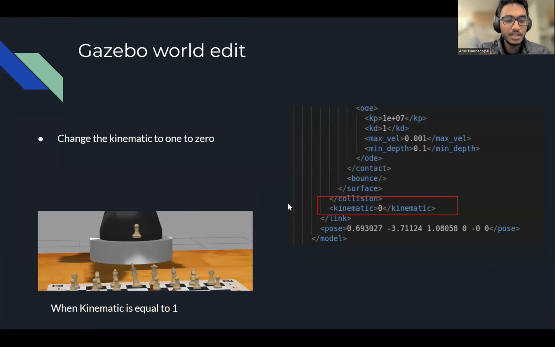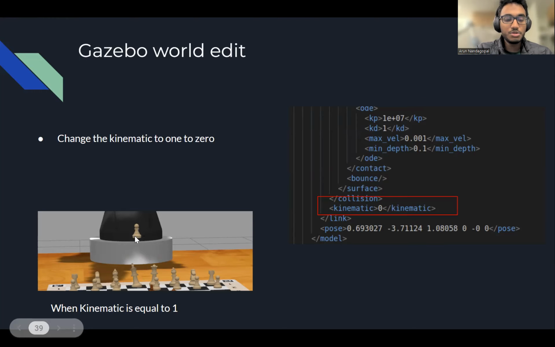One thing we have to look into is that in our world file, we have each of these individual chess pieces defined as a model. And these models are defined with several parameters, and one important parameter is the kinematic. If this particular parameter is set to 1, it will never move with respect to any force in the simulation environment. For example, if I just pick this particular piece and leave it in the air, it will just stay on top and it will never be affected by the gravitational force.